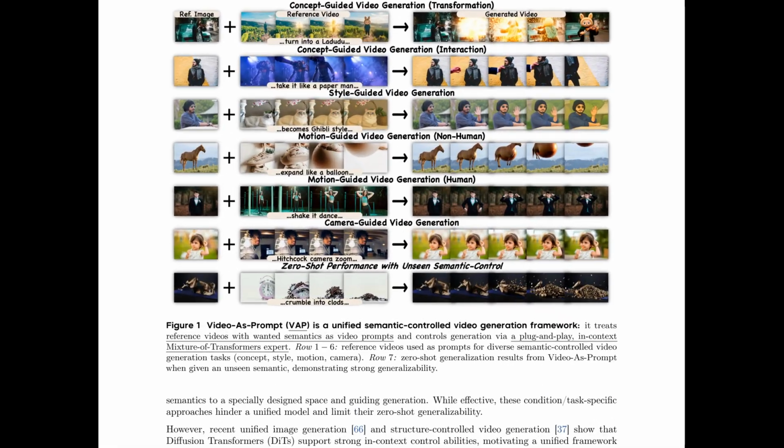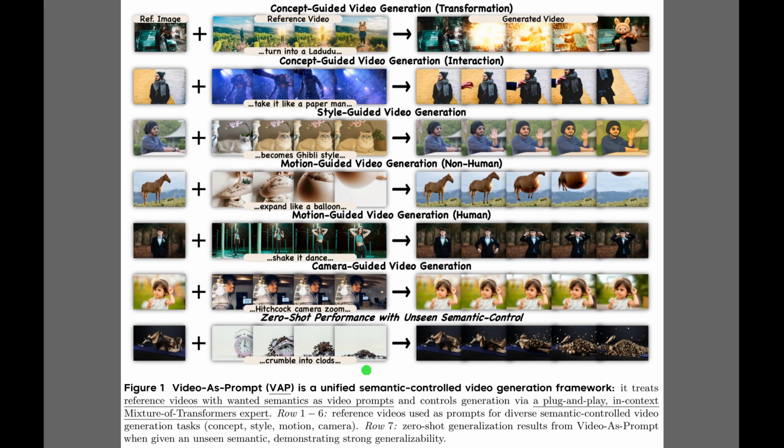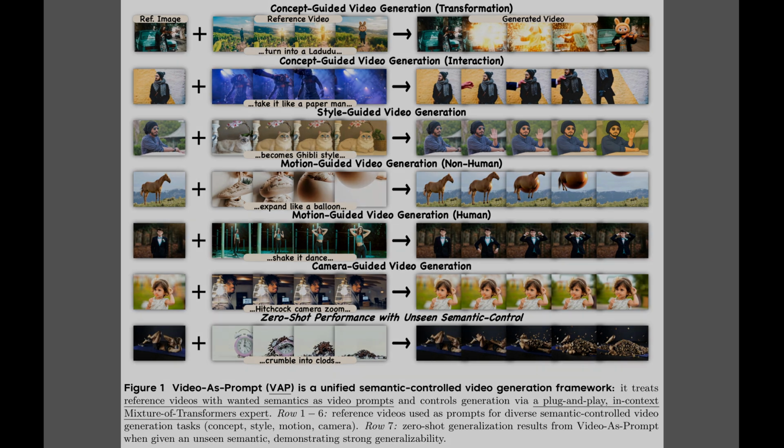Alright, Figure 1 illustrates the core idea. A reference video acts as the prompt, so the generator adopts its high-level semantics without pixel matching. Semantic control means guiding by meaning, like concept, style, motion, or camera, rather than copying frames. The top row shows concept guidance, where the output inherits a character or transformation. The bottom row highlights zero-shot control, which handles an unseen instruction and still preserves temporal consistency.